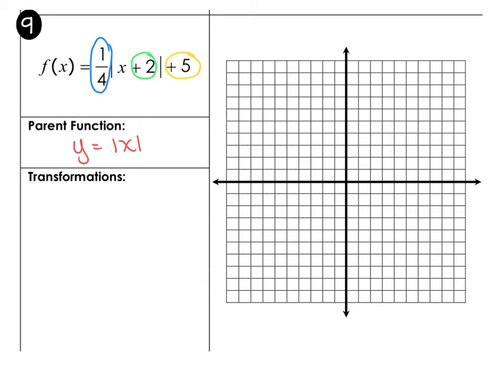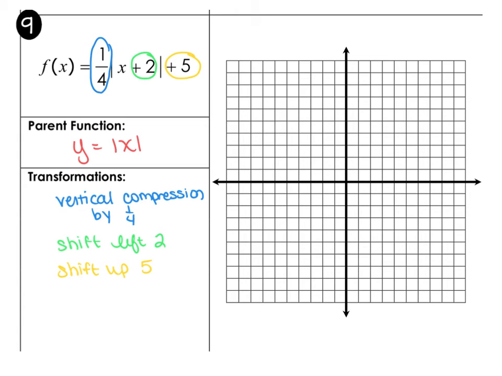So the 1/4 is on the outside of that absolute value bracket, so that is going to be a vertical change, a vertical dilation, and it's going to be a vertical compression because it's between 0 and 1. So vertical compression by 1/4. The green is going to produce a shift left 2 units, and the yellow will produce a shift up 5.